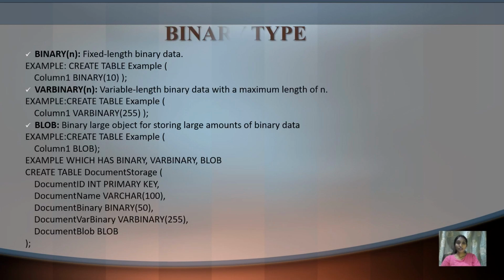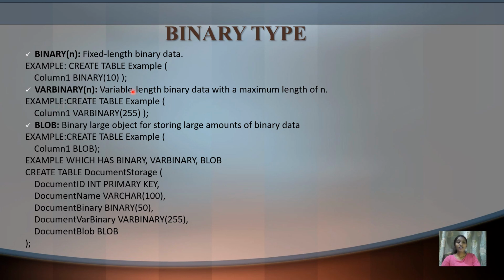The next type of data type is binary type. Under this, there are three types of data types, that is binary, var binary, and blob. Binary is nothing but a fixed length of binary data. Example, create table example. We specify the column name and we give the data type and we enter the value for it. Suppose we are inserting the values of fixed length binary data. We specify it with the data type called binary.